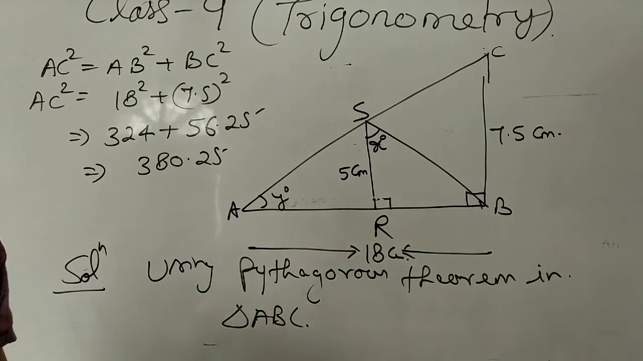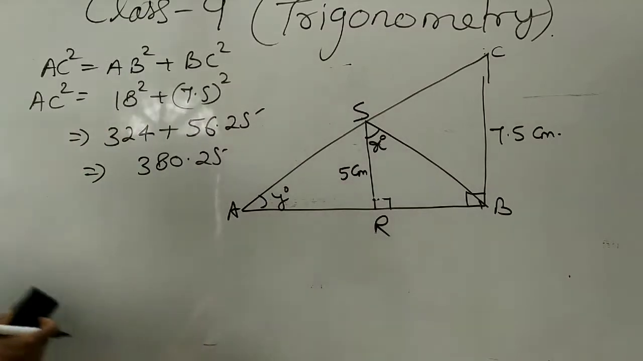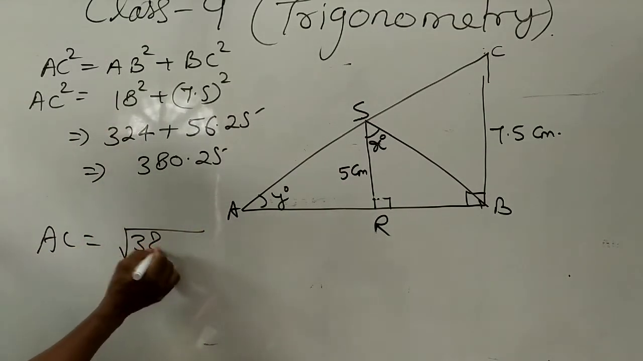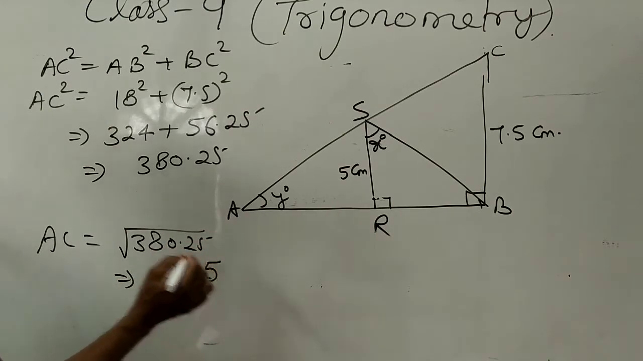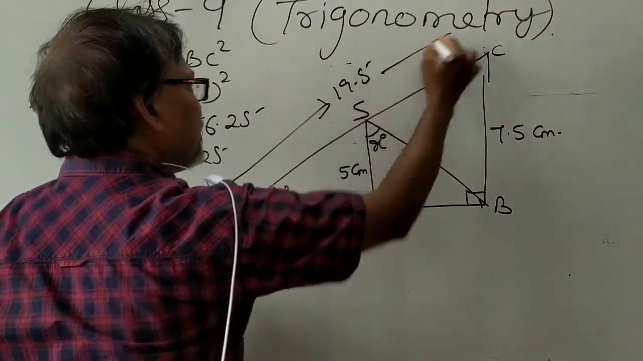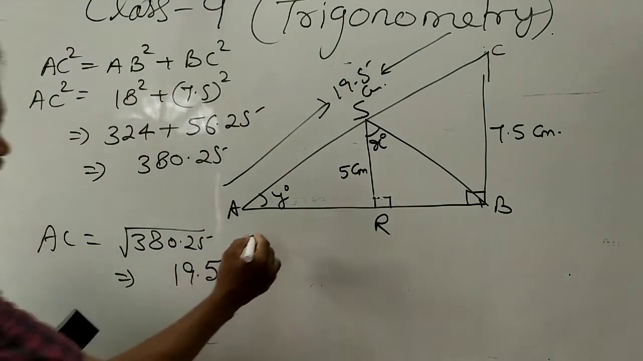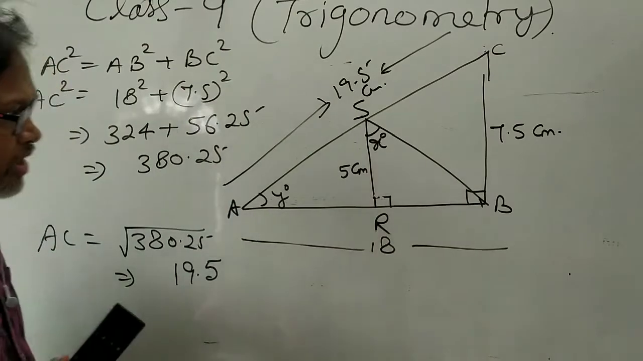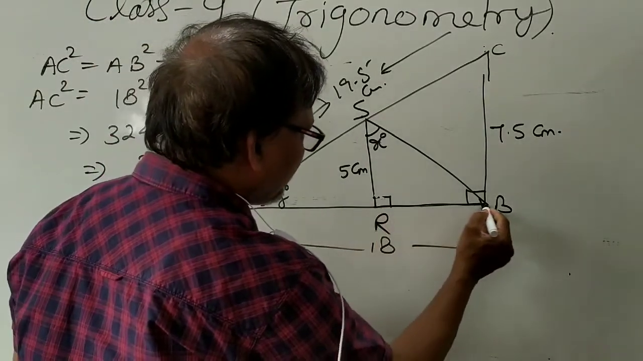AC is equal to under root 380.25. When you find the square root you will get 19.5. मतलब ये लेंथ अब हमारे पास में आ गई, 19.5 सेंटीमीटर. This is 18, this is 7.5, this is 19.5. But you also have to find this length. ये भी लेंथ निकालनी पड़ेगी.